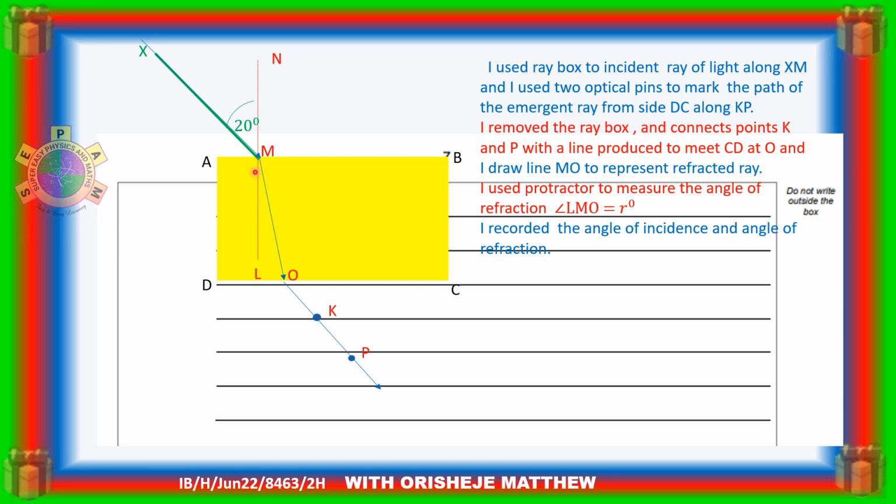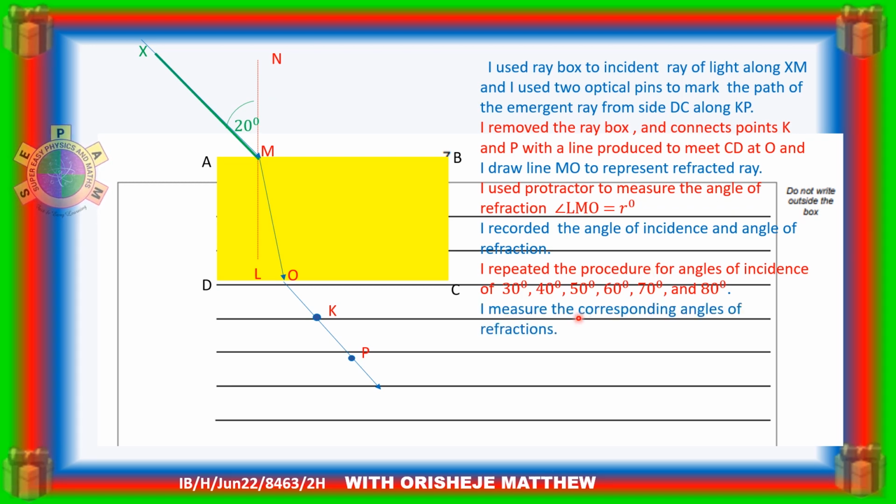Then you can now repeat the procedure for other angles of incidence. You repeat for bigger angles of incidence: 30, 40, 50, 60, 70 and 80, as recorded in the book. So that is the process for carrying out this experimental investigation.